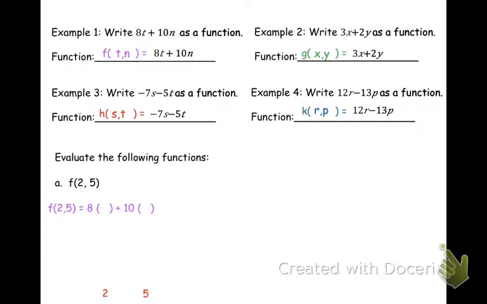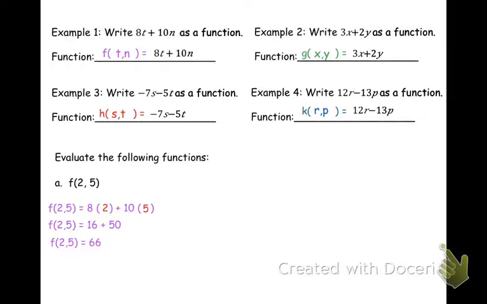So the first number represents a t, and the second number in the parentheses represents the n. And then I just evaluate. 8 times 2 is 16. 10 times 5 is 50. We add it, we get 66, and I'm done with that one. All right, let's go ahead and look at b.